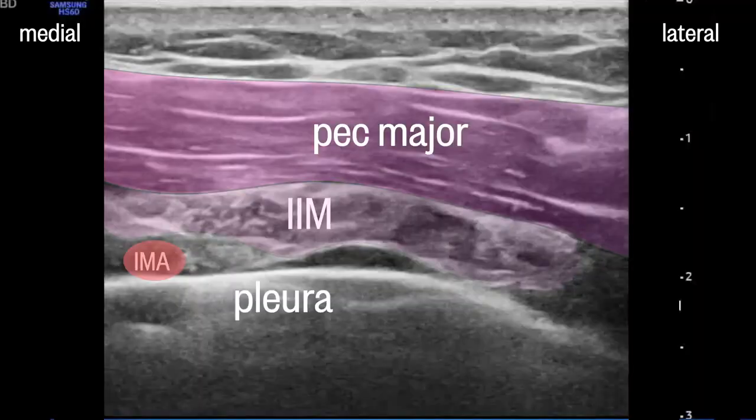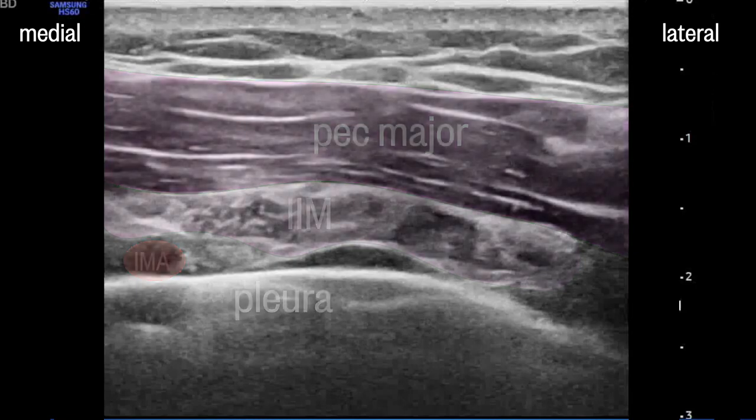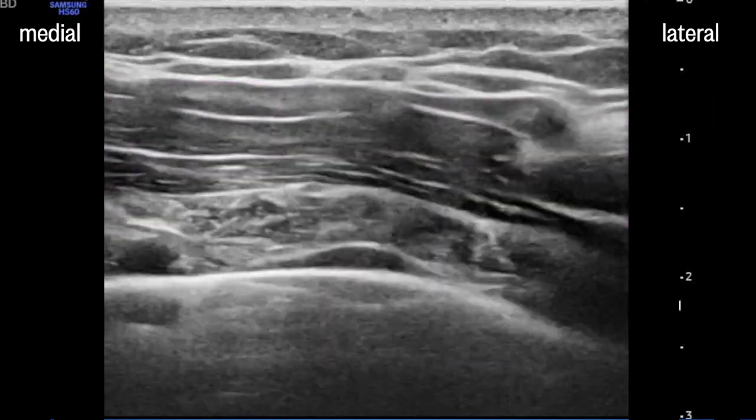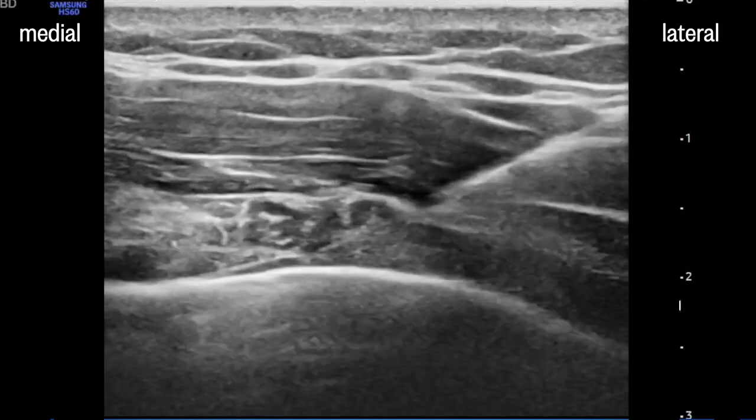The probe obviously has to be positioned between the ribs to see the soft tissue structures. And once again, we see the pec, the internal intercostal, and the internal mammary artery just above the pleura. It's hard to say where, if at all, the transversus thoracis muscle is. The needle is advanced from the lateral aspect passing through the pec muscle.